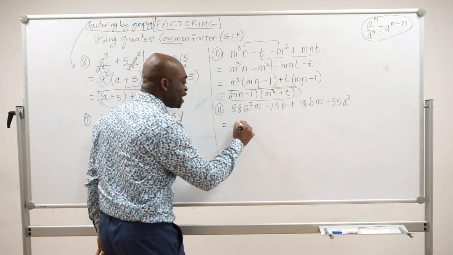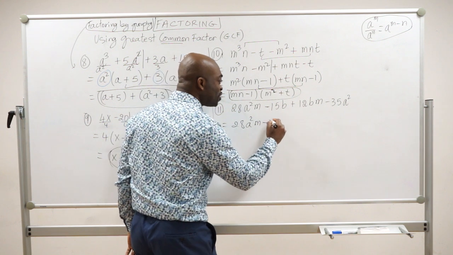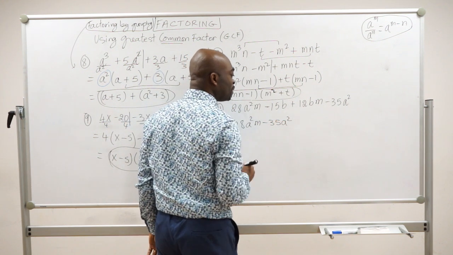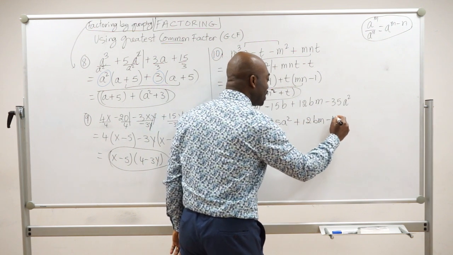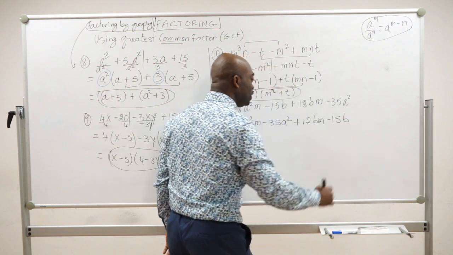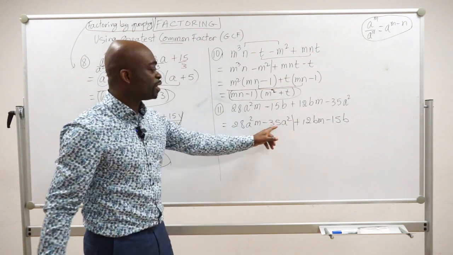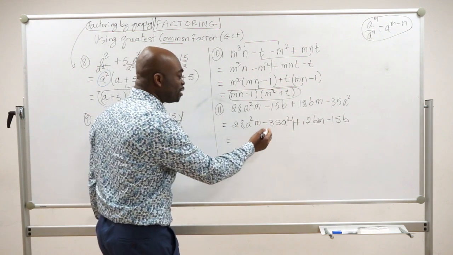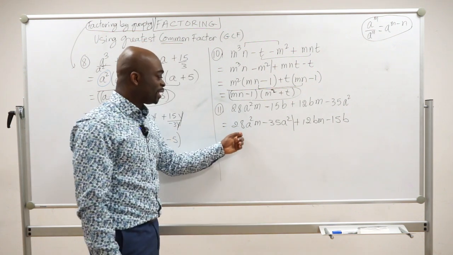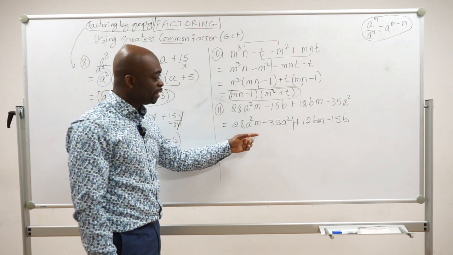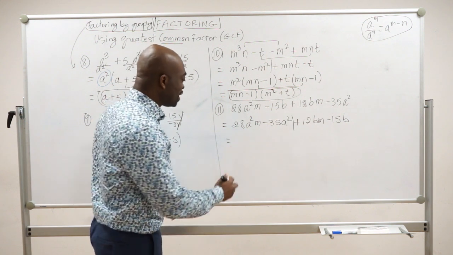So you just say, you know what, I have 28a squared m minus 35a squared, okay? Then plus, I have 12bm minus 15b. Okay? Then now I can split up over here. Because I know a squared, I can put them together. And then 28 and 35, is there anything in common that I can pull out here? Is there any number that can go into these two together? 28 and 35? Okay, so 7, for example. So 7a squared out.